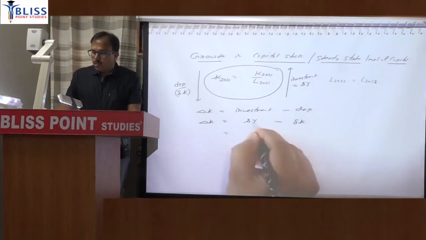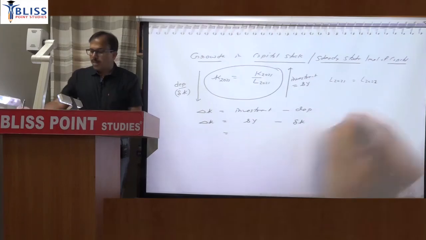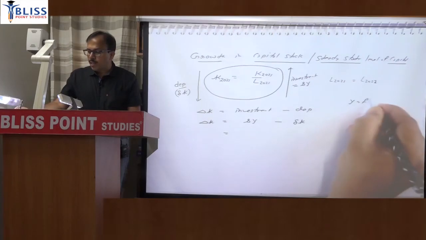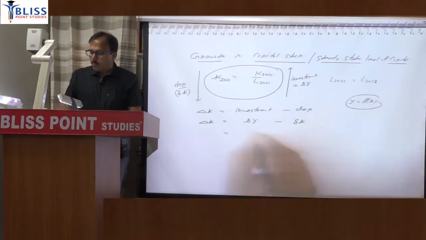Now this y has also always been expressed, this y is a function of K. So in place of this y you can also write function of K.